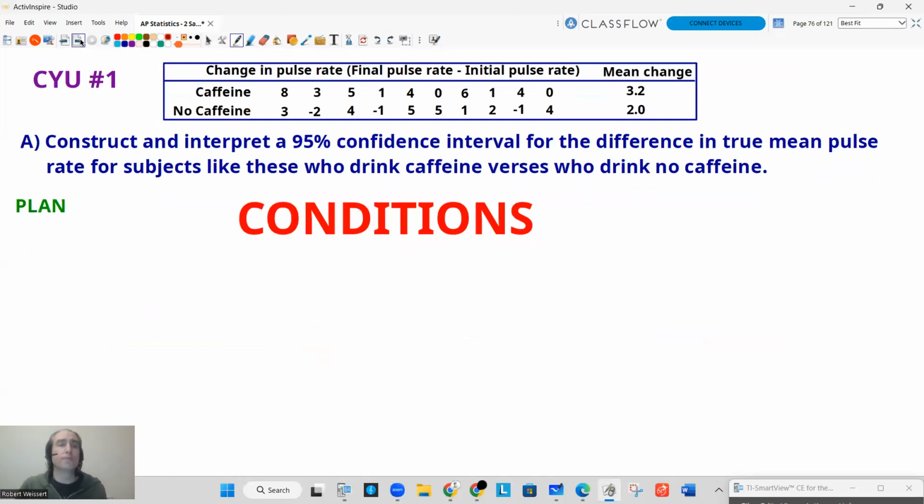All right, your plan part. You got to name your conditions. So your conditions are random, 10%. Do we need the 10% here? And approximately normal. Why don't you pause it and try that part?